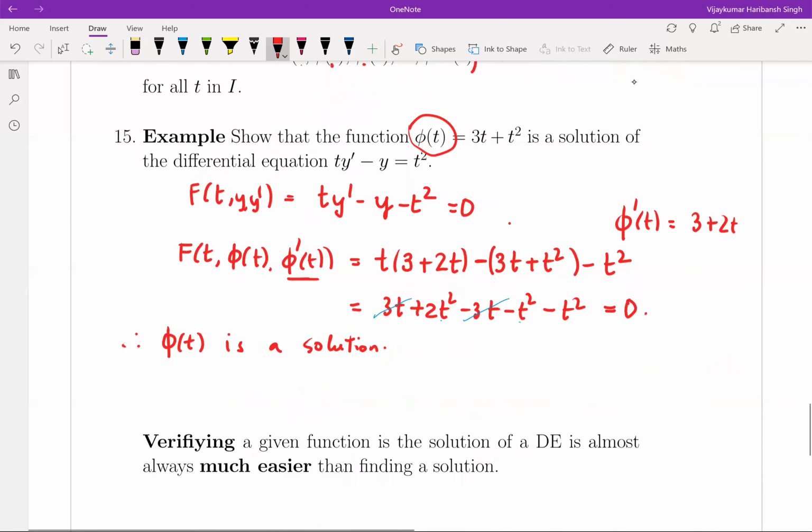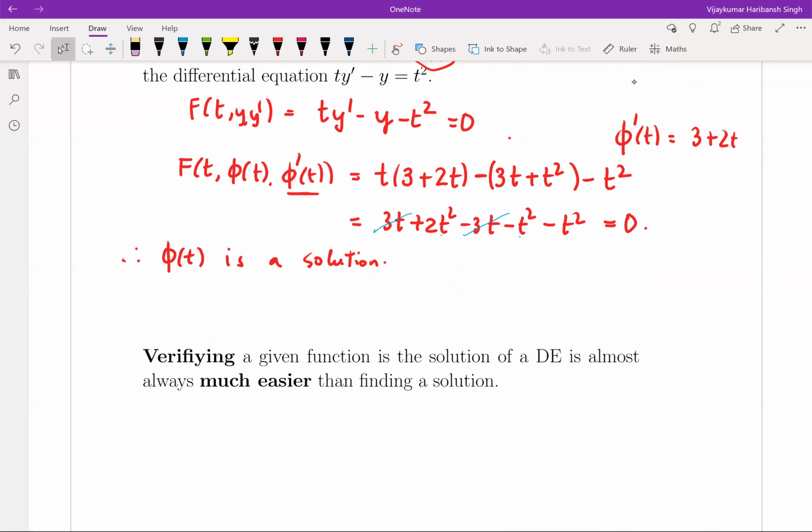Now note that generally verifying a given function as a solution of a differential equation is almost always easier than finding the complete set of solutions. All right. And you will see how sometimes just finding the solution by inspection itself gives you a lot of leverage in solving a differential equation. So we'll see that later on. So I think this is it. Thank you for your attention.